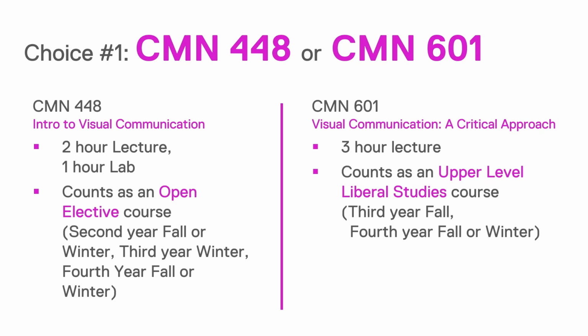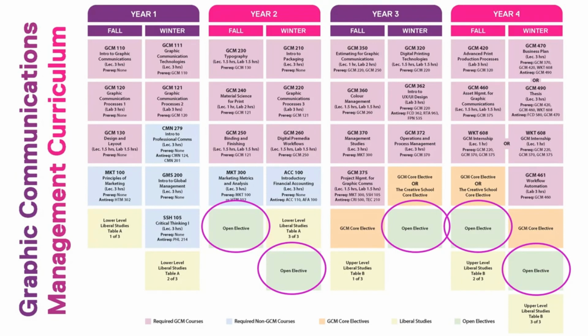The other consideration is that Communications 448 can only be taken as an open elective, so it takes up one of those 5 spots shown here and circled here. And remember, you also need to take up one of those 5 spots for CRI 300, so that's 2 out of your 5 open electives taken by courses for the minor.